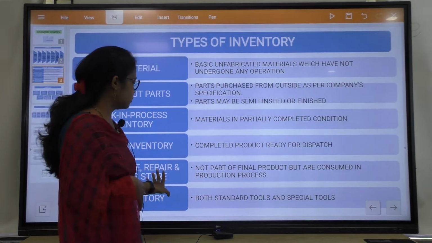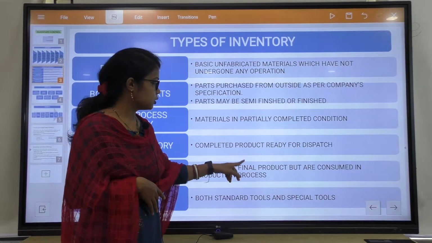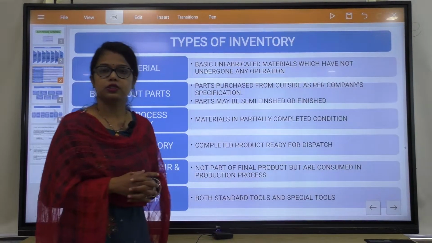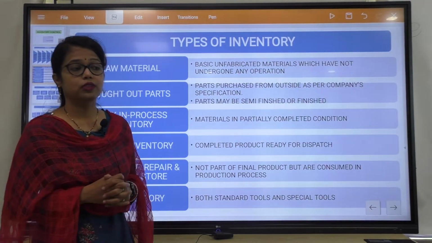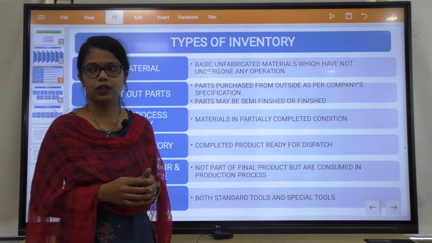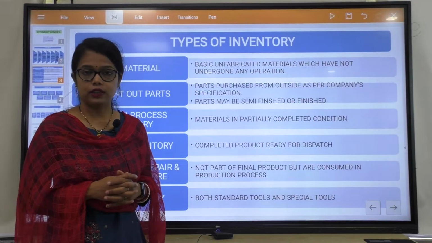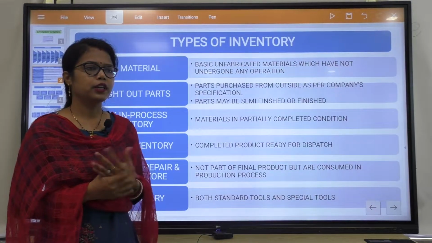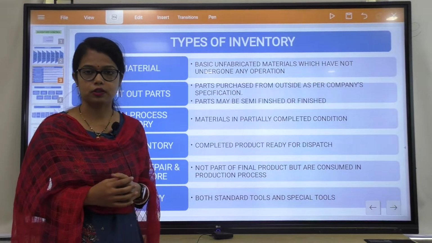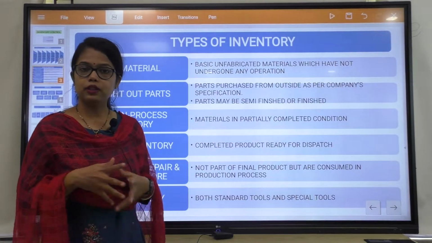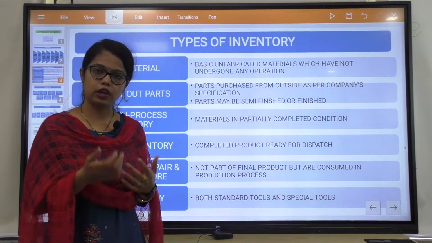Clear? What do you understand by this? That is called not part of the final product, but consumed in the production process. It is not part of the final product, but it is consumed. When we say consumed product, definitely some parts come to our mind, that is lubricating oil. Okay, that is the consumed part. Lubricating oil is not part of the final product, it will not be there, but it is consumed, which helps in the operation process. Oil is consumed.